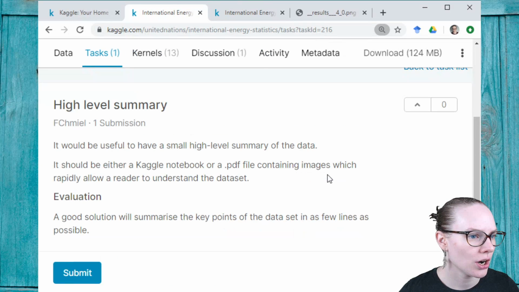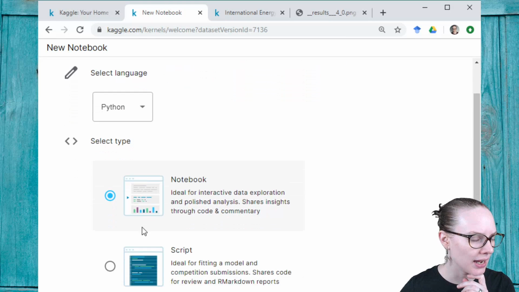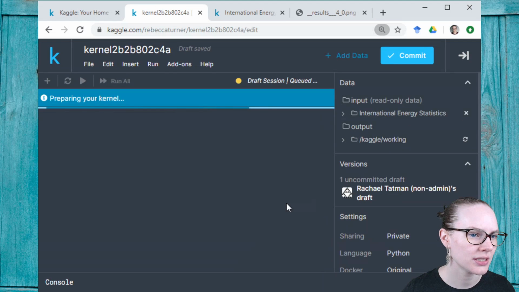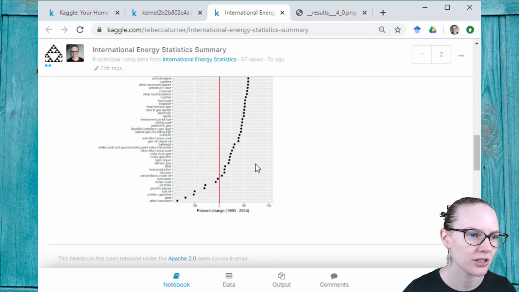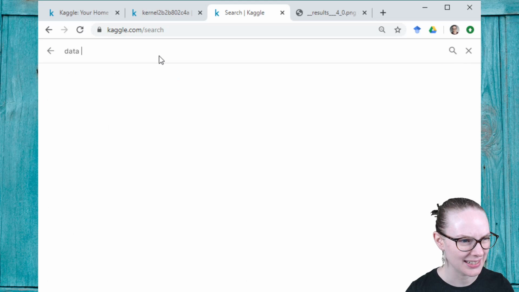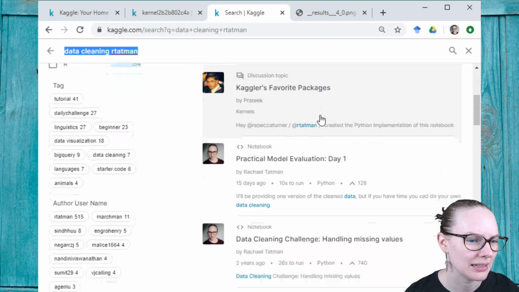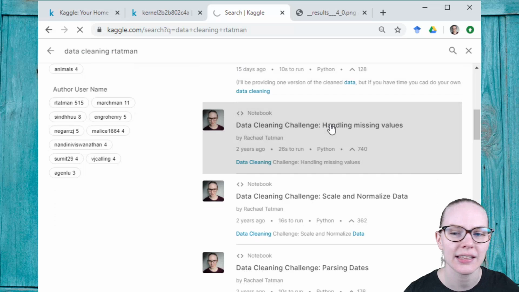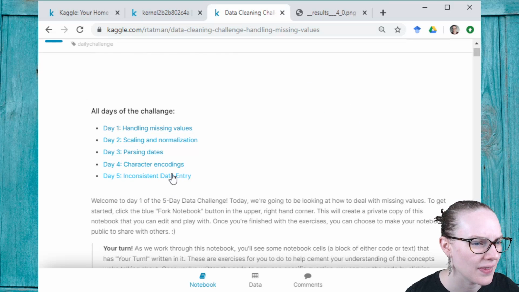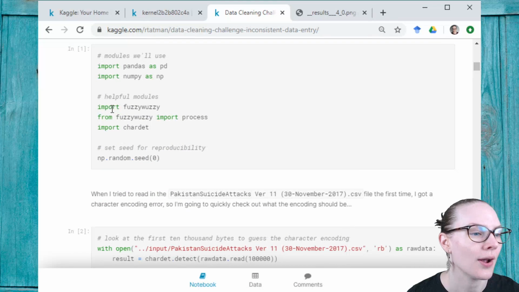So let's start by kicking off a notebook. I am going to do Python, and I'm going to have that create. While this is launching, I'm going to see if I can find the notebook I was thinking about, which I think is the data cleaning challenge, I think was what I wrote, the particular notebook I'm thinking of. And I'm pretty sure it was inconsistent data entry. Okay, yeah, this is what I'm looking for.